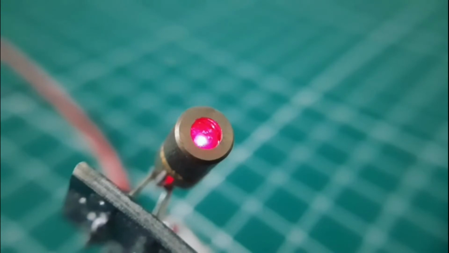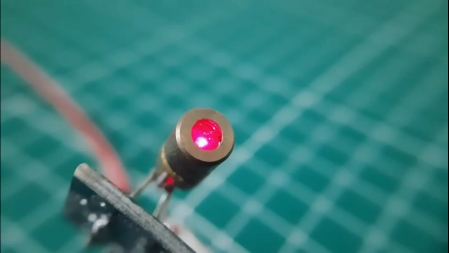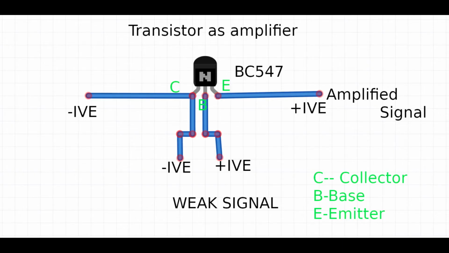Now if we play an audio, the laser glows with varying brightness according to the magnitude of the audio. But the brightness is too low. That is, the laser module is not getting enough power from the Bluetooth module. Hence we need to add an amplifier to amplify the weak signal.